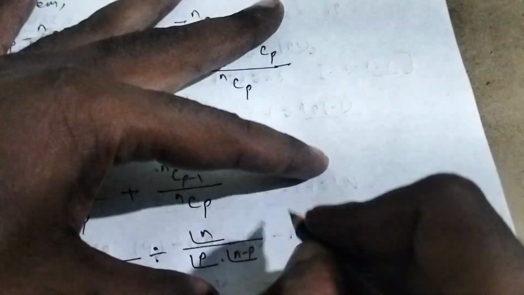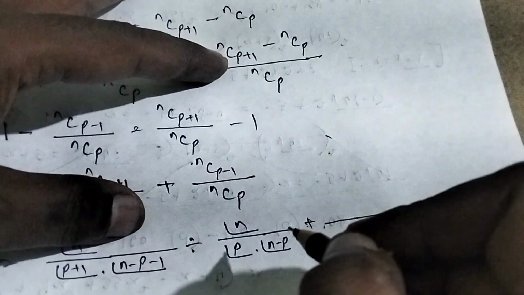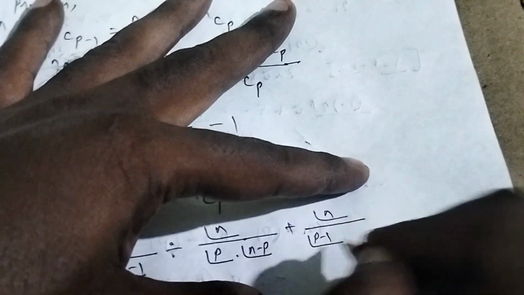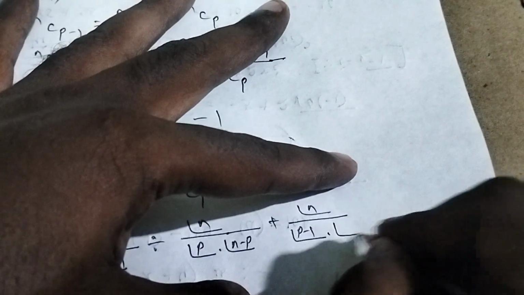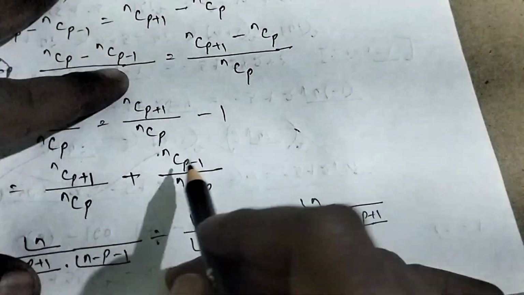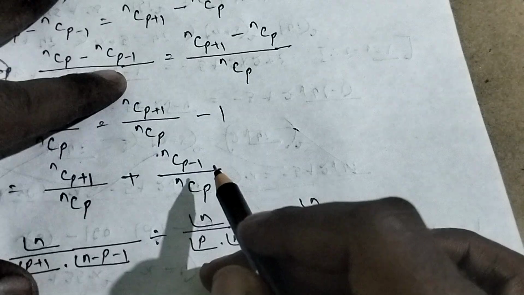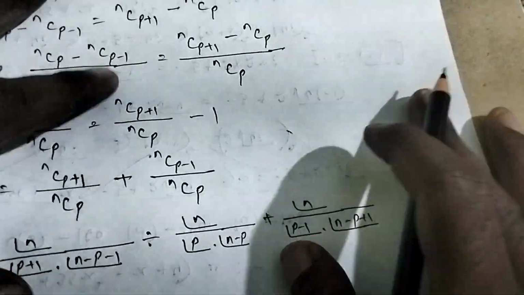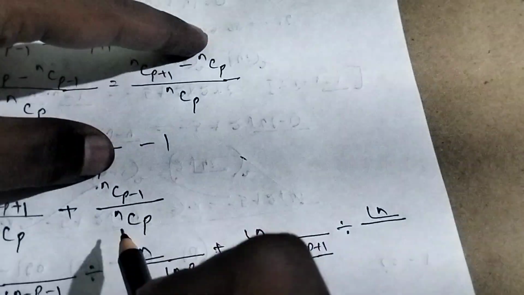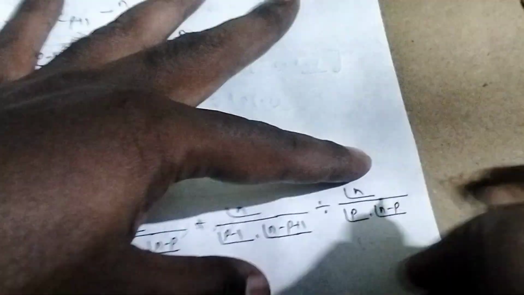Plus, here also nC(p-1) means what? nC(p-1) is n factorial by (p-1) factorial into (n-p+1) factorial, divided by again nCp, which means n factorial by p factorial into (n-p) factorial. Clear?